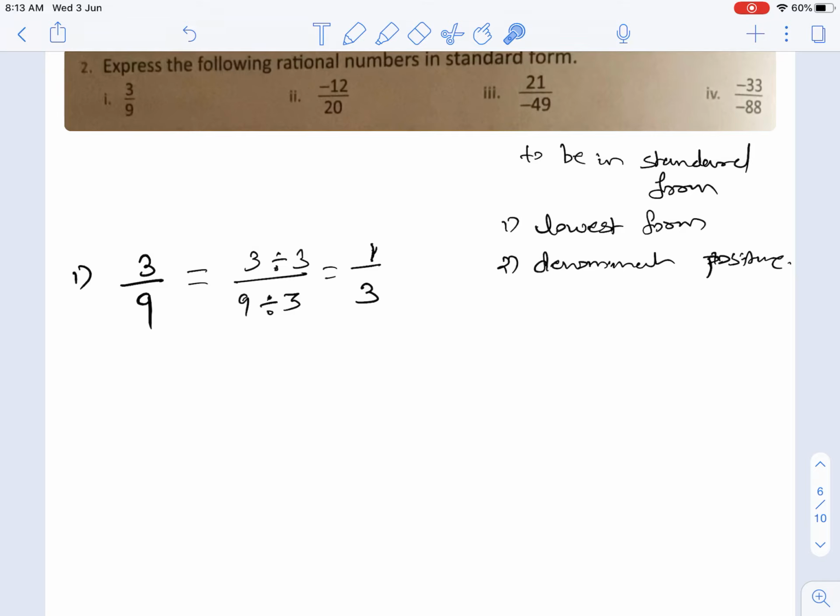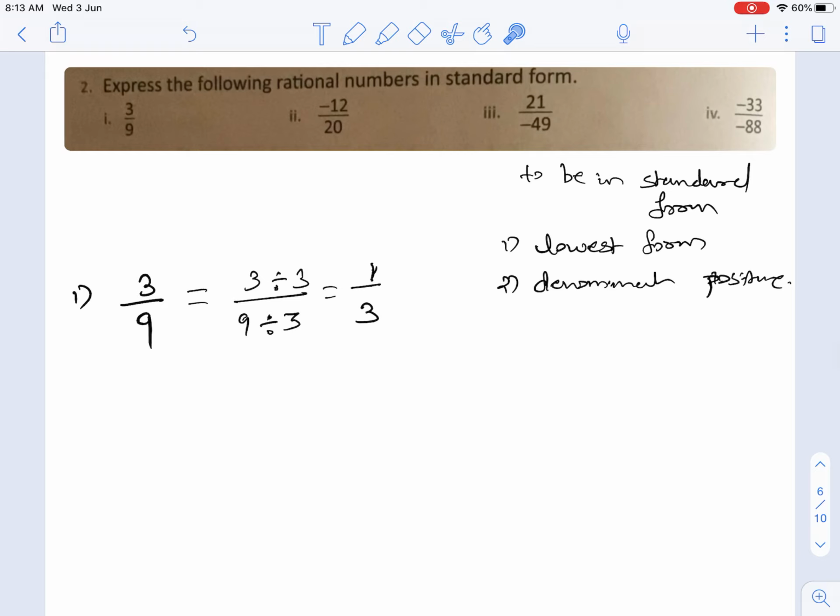In this way, can you complete the remaining ones? Yes, you have to complete it. Okay, so for a moment you have to stop the video and note down these questions. Okay, now next one.